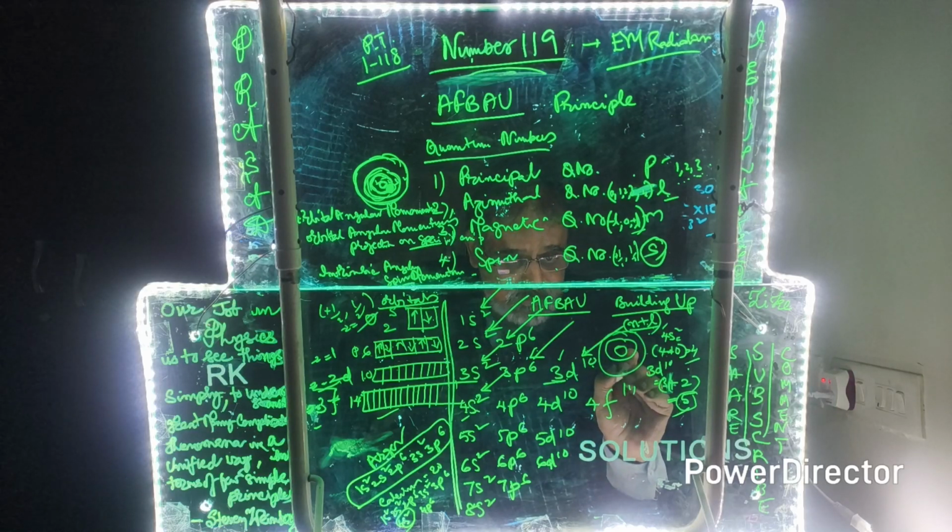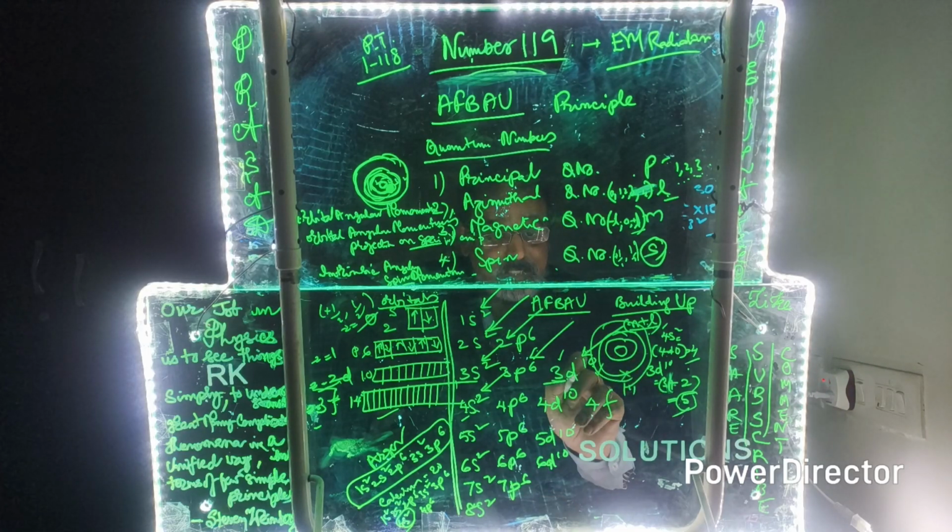The electron should have filled this one first, but instead it fills this one first. It doesn't fill 3D. It fills 4s2 before 3D. That's about quantum numbers.